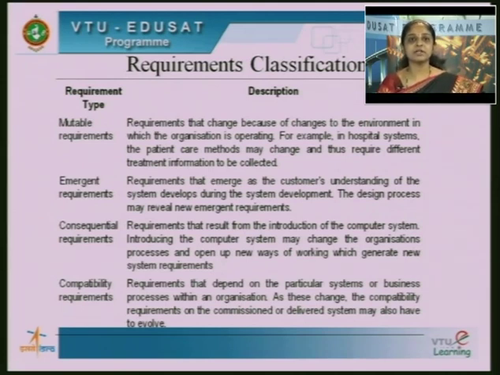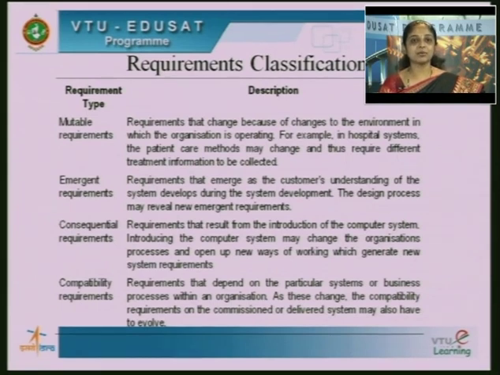The next type is called the emergent requirements. These requirements may emerge; the word itself says it. These are the requirements that can emerge based on the customer's understanding of the system. It could be an initial understanding or a revised understanding of the system, but the requirements may change based on the improved or changed understanding of the system and develop during system development. These are the emerging requirements that arise during the development of the system. The design activity also may lead to emergent requirements. It may reveal some new requirements that emerge while the design activity is in process.